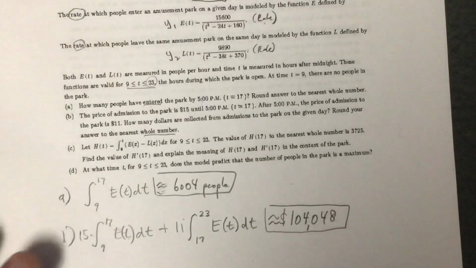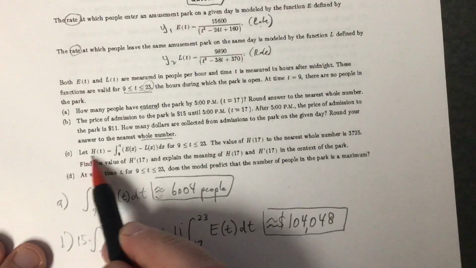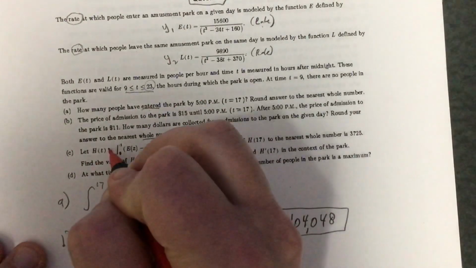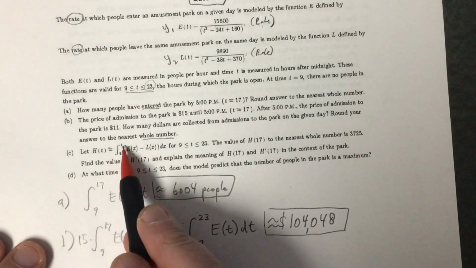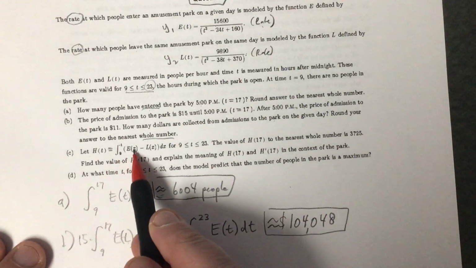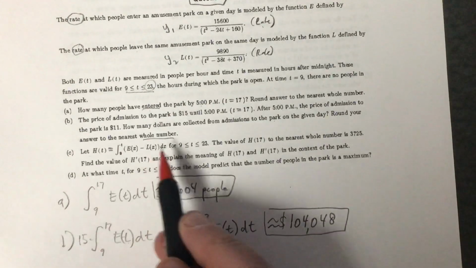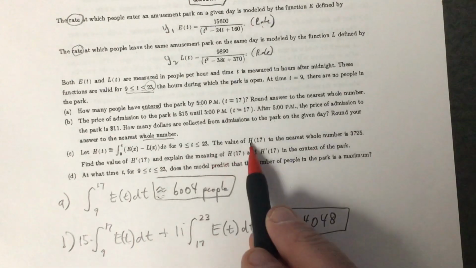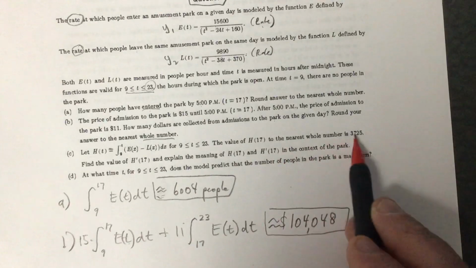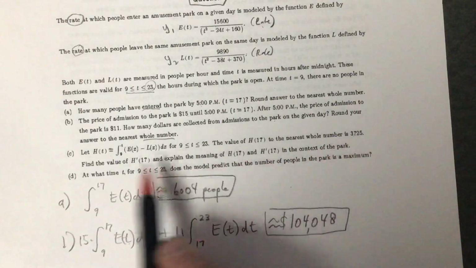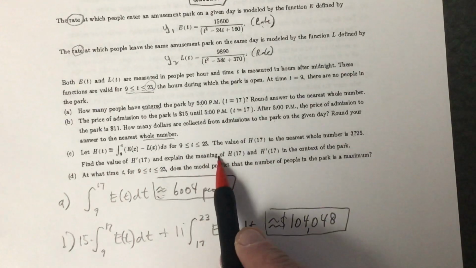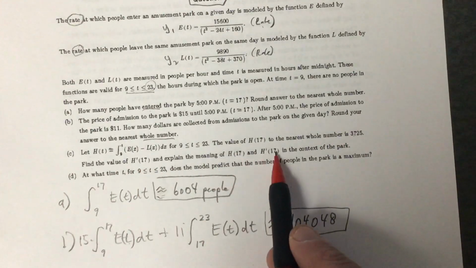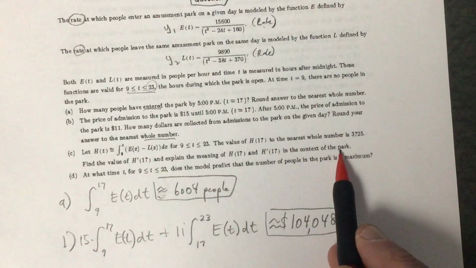All right, let's check out letter C then. So letter C says let h of t, this should say equals again, I printed it weird. Let h of t equal the integral from 9 to t of e of x minus L of x dx for t between 9 and 23. The value of h of 17 to the nearest whole number is 3,725. Find the value of h prime of 17 and explain the meaning of h of 17 and h prime of 17 in the context of the park.